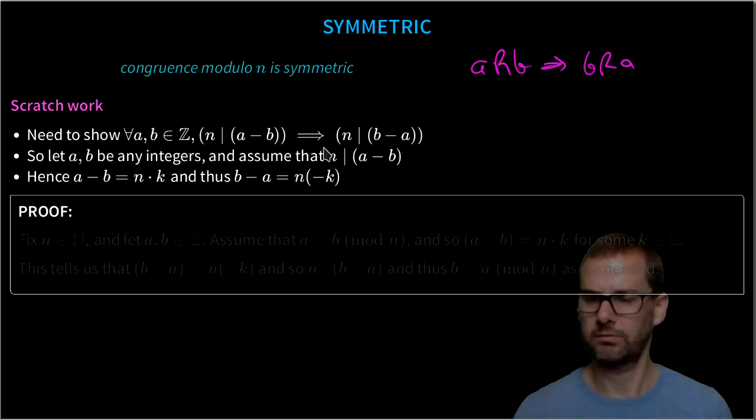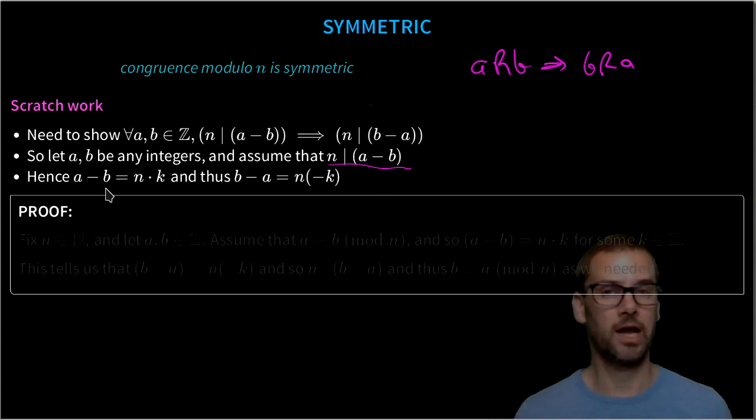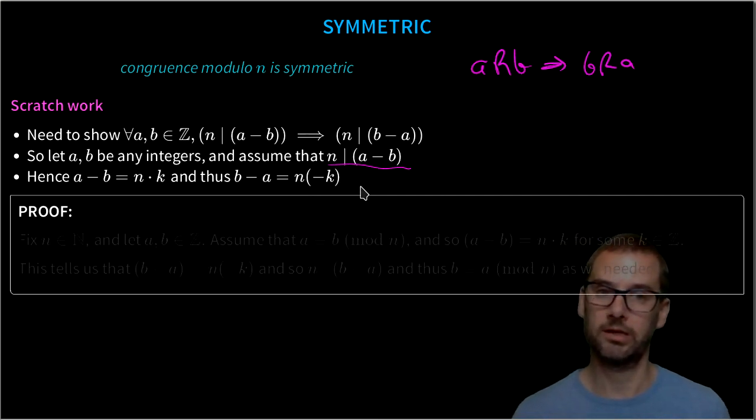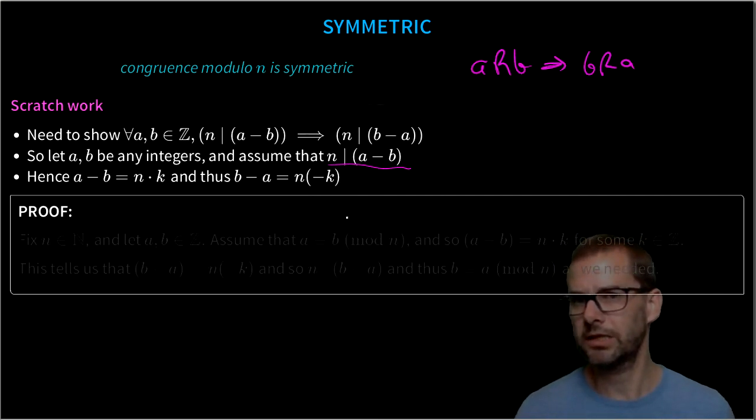Okay, so here's our scratch work. Let A and B be any integers. We're proving this implication, so we assume the hypothesis is true. Then we reach the conclusion, because A minus B is nk, B minus A is n times minus k, which is an integer, so we know that n divides B minus A. Okay, let's write this up nicely.